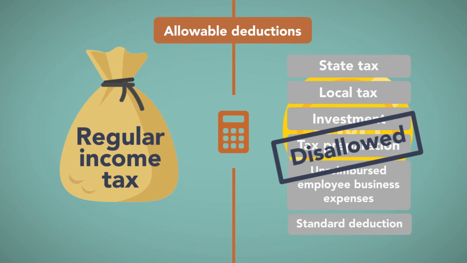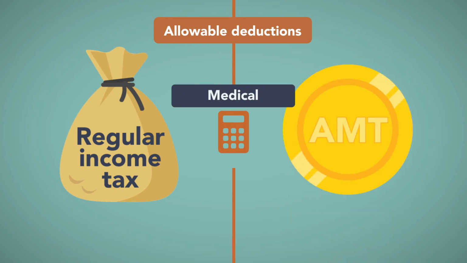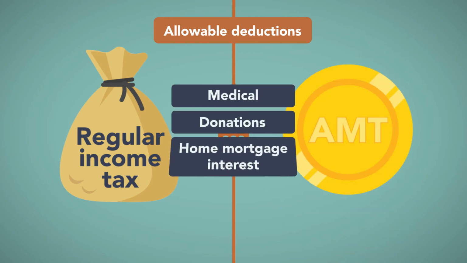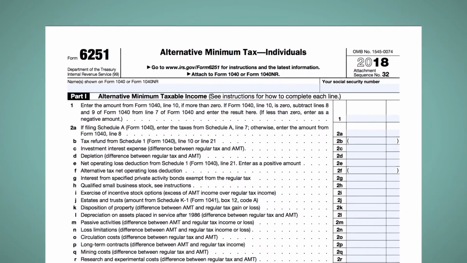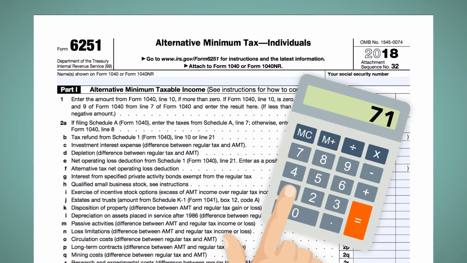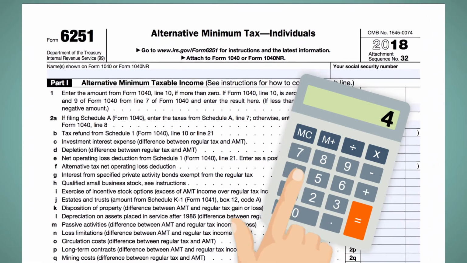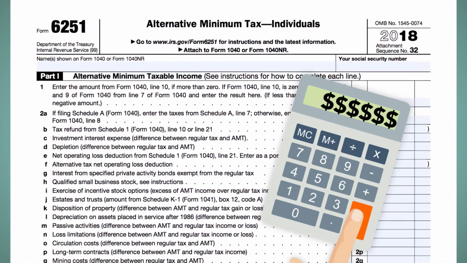However, some deductions, such as qualifying medical expenses, charitable donations, home mortgage interest, and qualifying casualty losses are deductible against the AMT as well as under regular tax rules. The IRS provides Form 6251 to allow taxpayers to calculate their alternative minimum taxes and then compare them to their regular taxes.